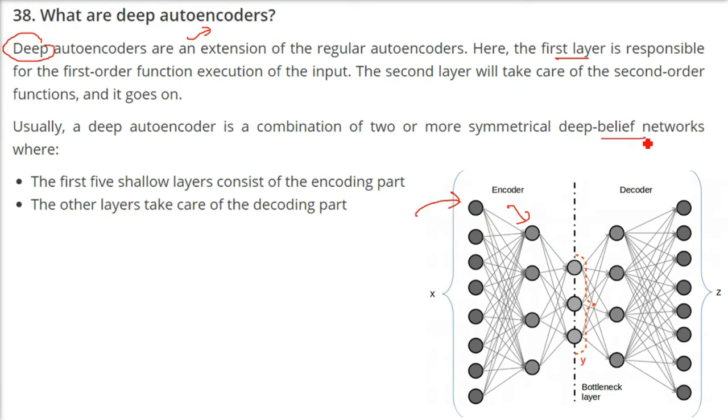We can say that this deep encoder is a combination of two or more symmetrical deep belief networks, where the first, shallow layers consist of the encoding part, and the other layers take care of the decoding part, the deep encoder, right?